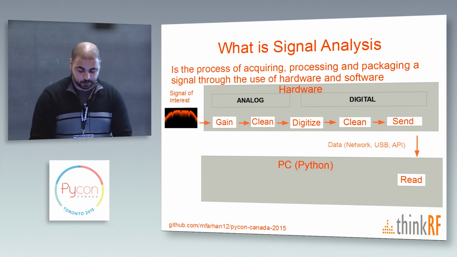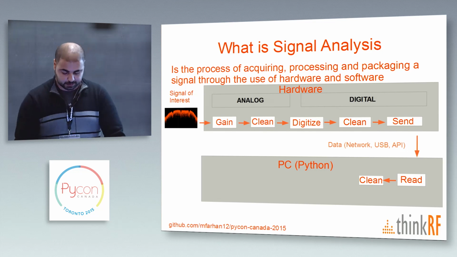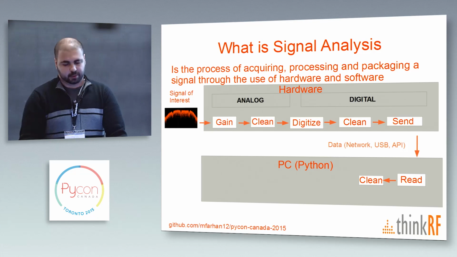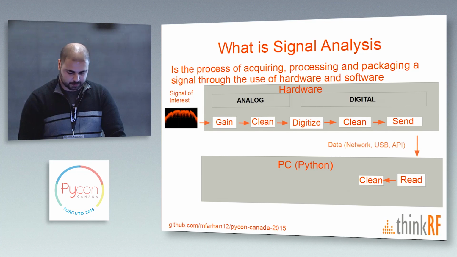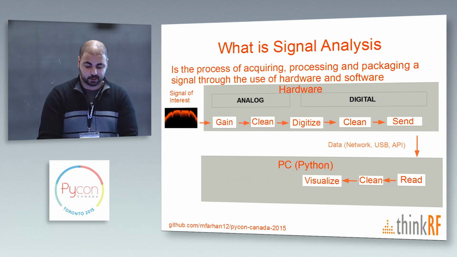On your PC, you want to read your signal and clean it up. That's the final type of cleaning you can do. That includes things like IQ offset corrections, computing the FFT, computing the power spectrum, DC offset corrections, all kinds of stuff. Visualize your data. That's kind of important, just to make sure your data looks good.